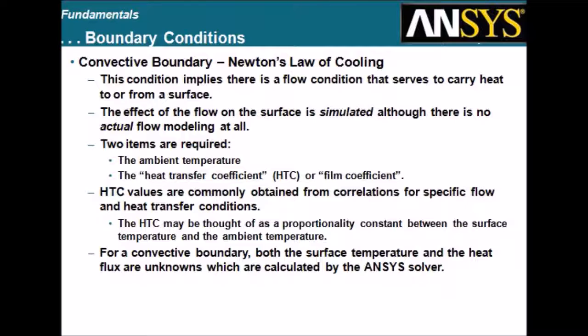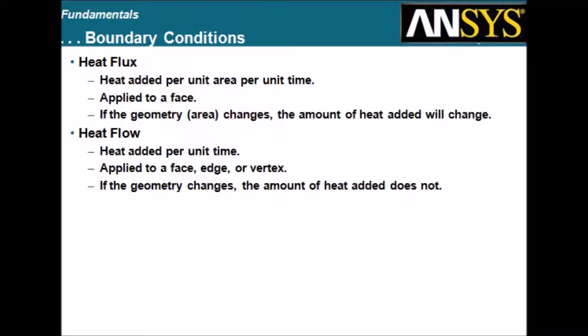HTC values are commonly obtained from correlations for specific flow and heat transfer conditions. The HTC may be thought of as a proportionality constant between the surface temperature and the ambient temperature. For a convective boundary, both the surface temperature and the heat flux are unknowns which are calculated by the Ansys solver. Heat flux, heat added per unit area per unit time.